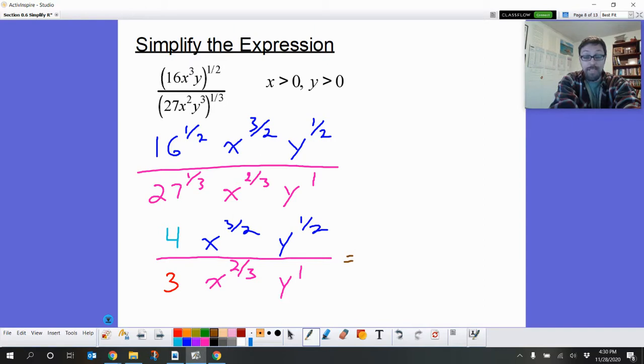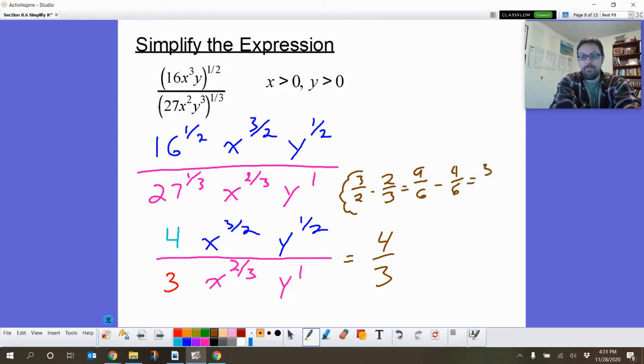Now, those rational exponents, we can subtract them just using our quotient rule. So we could do it before, we can still do it. So 3/2 minus 2/3. Let me do a little thought bubble here. I have to do 3/2 minus 2/3. I get common denominators between those two. So that's 9/6 minus 4/6. So that is 5/6.